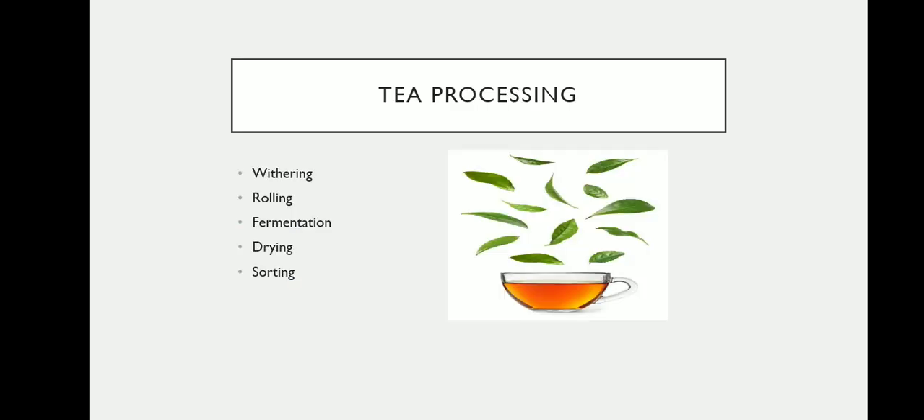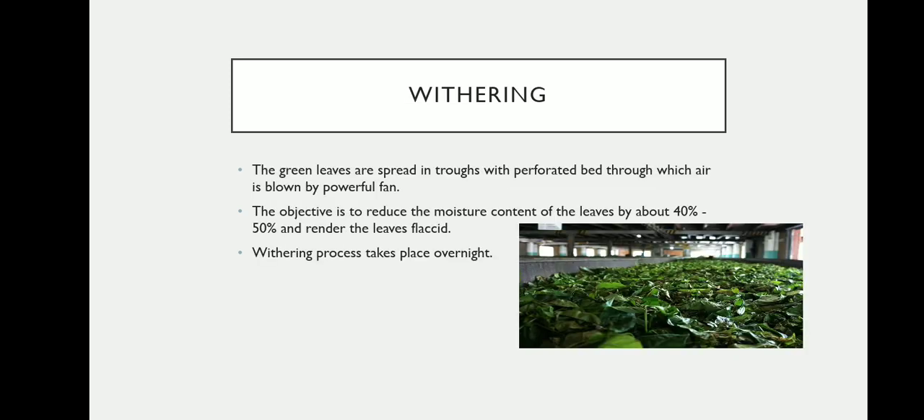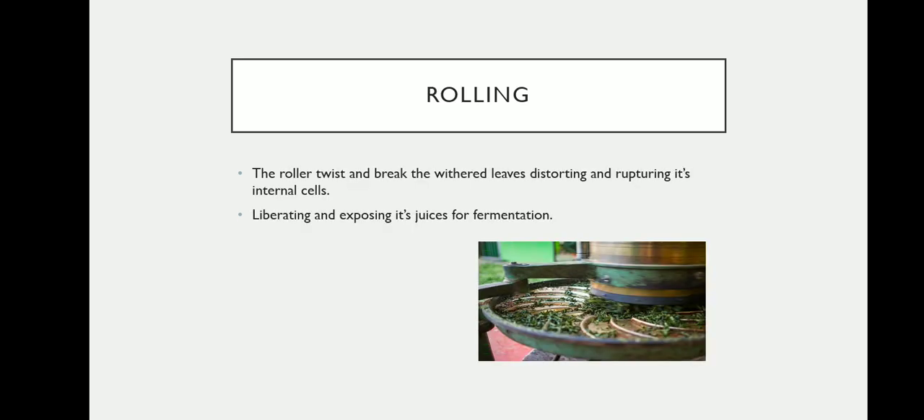Now the processing of tea. There are 5 steps: withering, rolling, fermentation, drying, and sorting. Withering is a process where the green tea leaves are spread in troughs, perforated with a bed through which air is blown by a powerful fan. The main objective is to reduce the moisture content of the leaves by 40% to 50% and render the leaves flaccid. Withering takes place overnight.